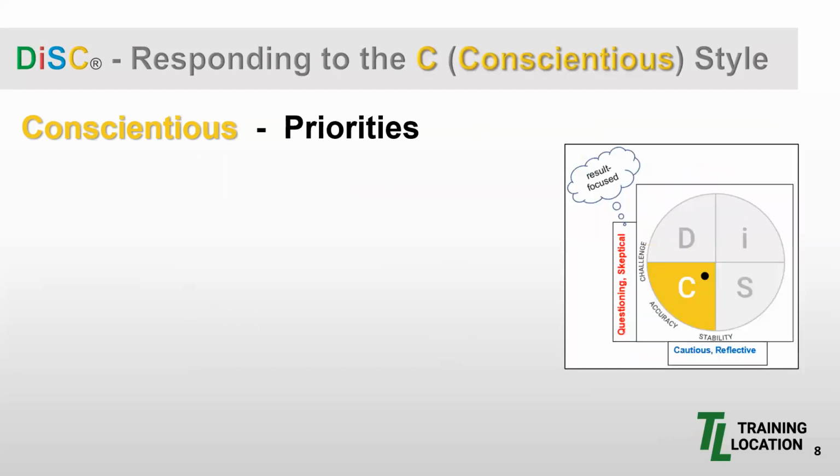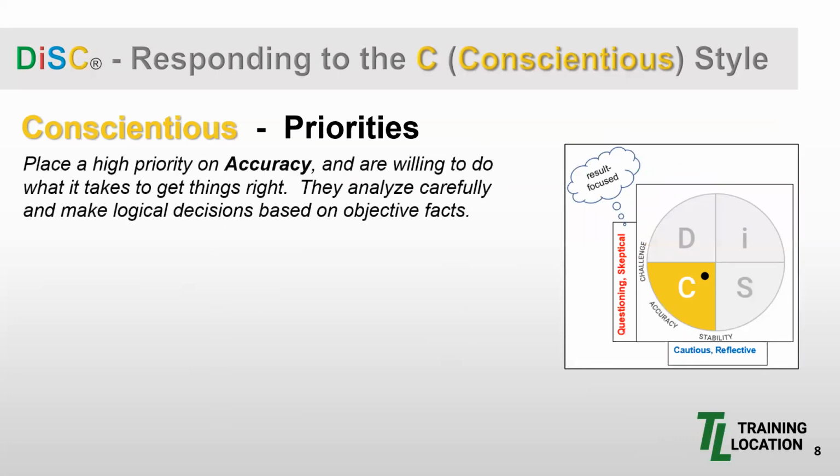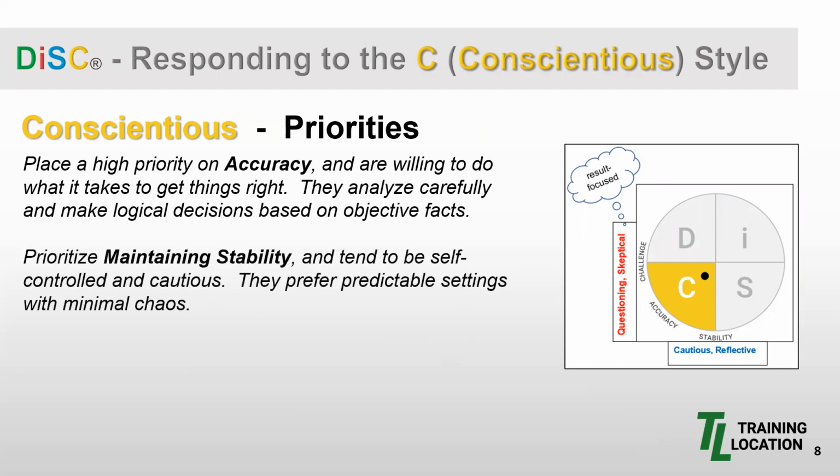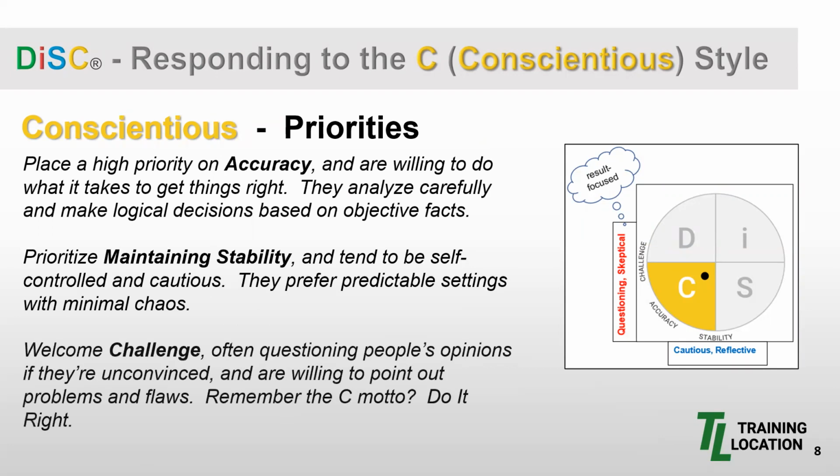Here's a reminder from an actual DiSC profile report for a conscientious style. C's place a high priority on accuracy and are willing to do what it takes to get things right. They analyze carefully and make logical decisions based on objective facts. C's also prioritize maintaining stability and tend to be self-controlled and cautious. They prefer predictable settings with minimal chaos. C's welcome challenge, and they often question people's opinions if they're unconvinced and are willing to point out problems and flaws. Remember the C motto, do it right.